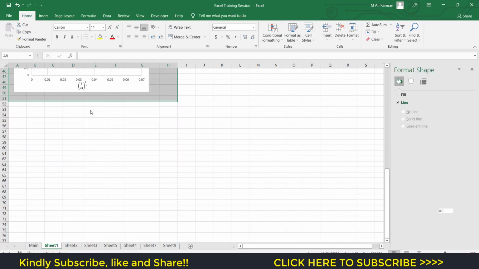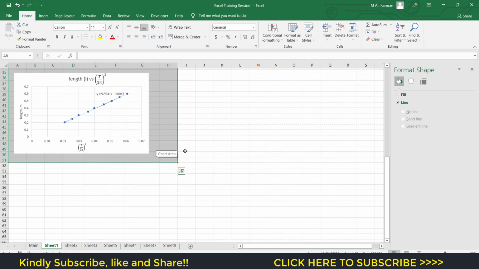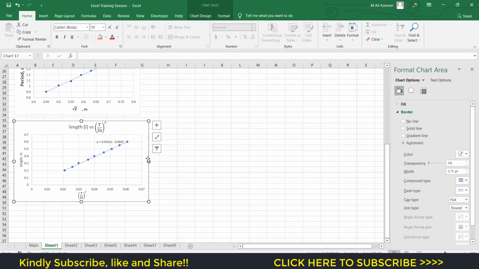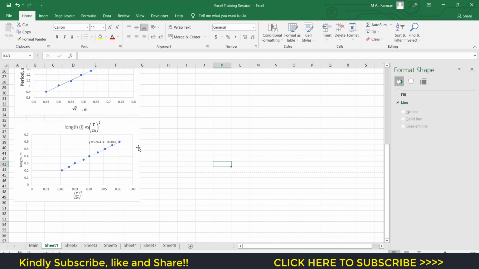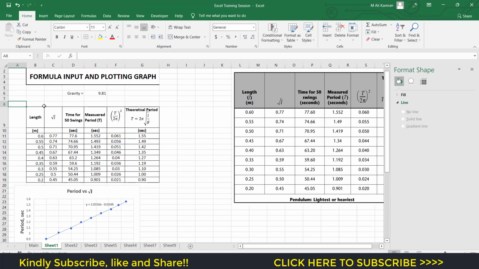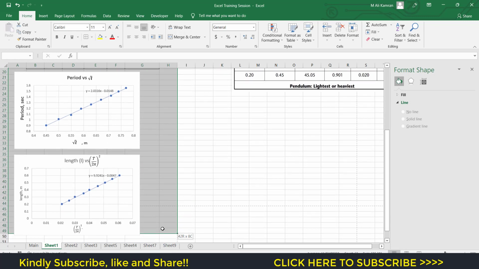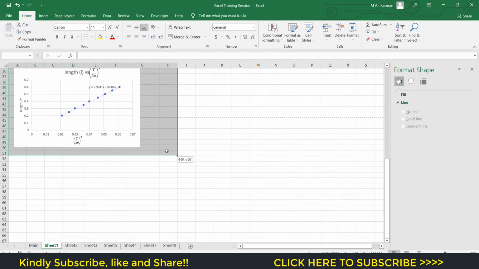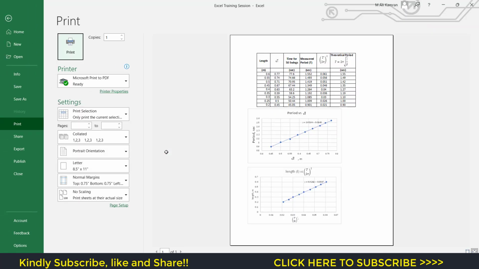So we need to have both the graphs of the same length and width, right? So let's say select all these cells, Control P, and this is how the results will look on the page, right?